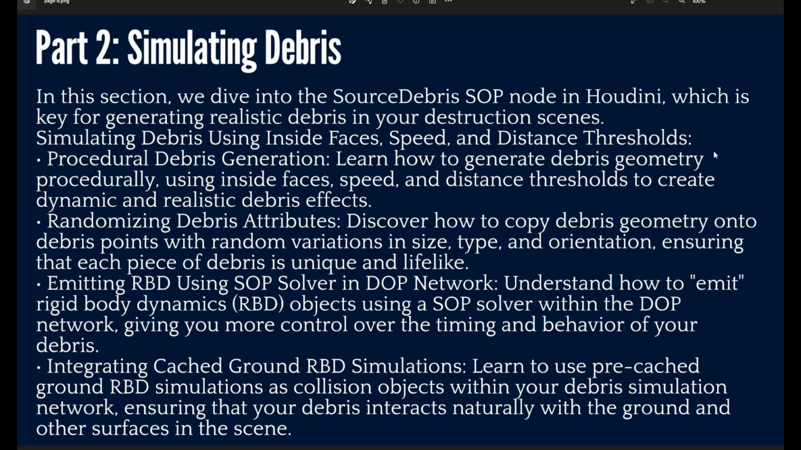Then we will build our custom debris geometry, and copy debris geometry onto debris points, randomizing size, type, and orientation. Then we will go to the SOP solver and learn how to emit our RBD debris. And then we'll integrate our ground cache geometry inside our DOP network as a collision. Okay, let's jump inside Houdini and start.